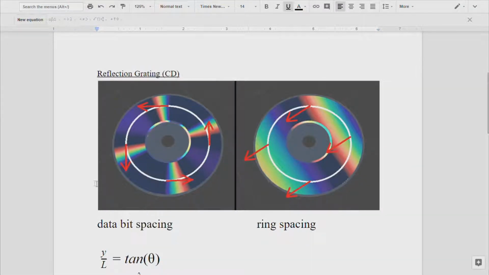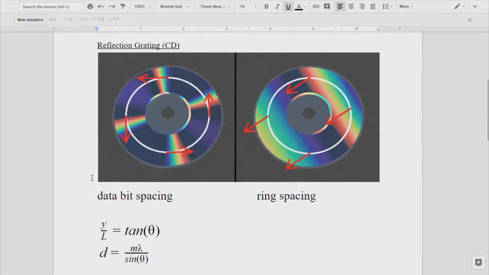In the next section of the lab, we examine the reflection grating off of a CD. A reflection grating is analogous to a diffraction grating, except that instead of looking at the pattern of light that is transmitted through the CD, we're looking at the pattern that is created when the laser is reflected off of the tiny ridges on the CD.